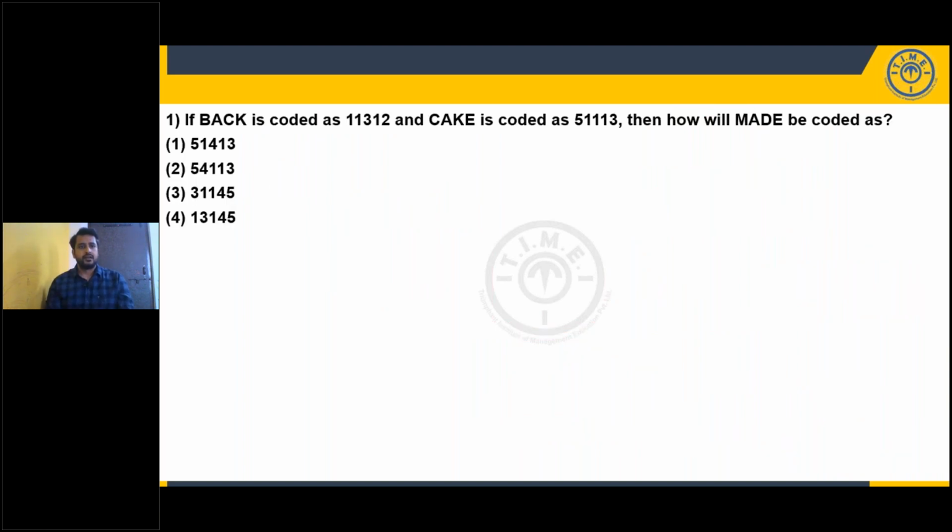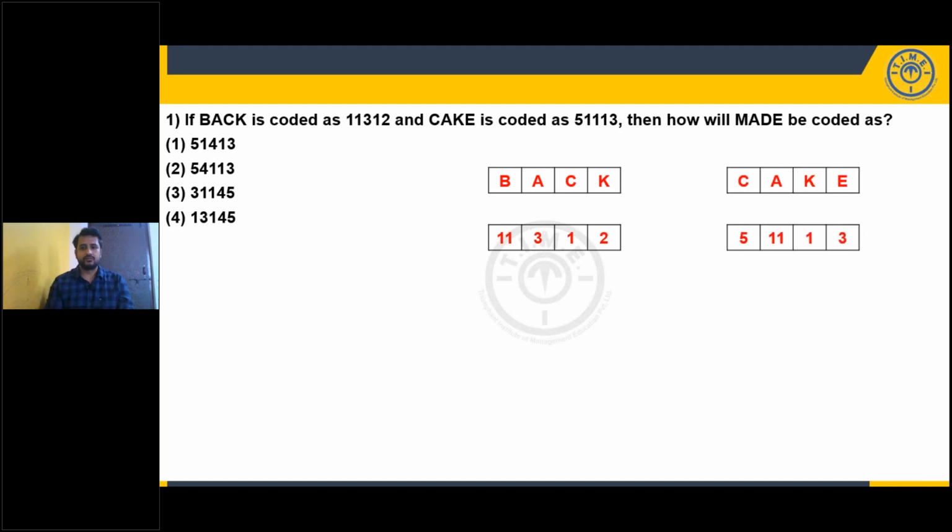Look at here. If back is coded as 11312, cake is coded as 51113, then how will made be coded as? Remember that all these questions appeared in recent SSC exams, please look at how they are dealing with the questions. We have given two clues. We have to check these two clues whether they are following the same logic or not. If both clues follow the same logic, then you can apply the same logic to the given word, made. Now, what is the logic given in the question?